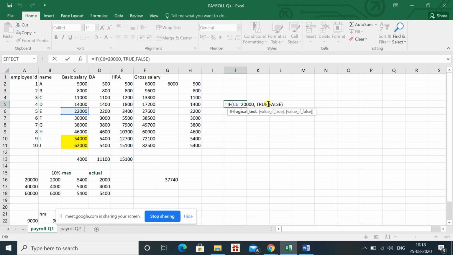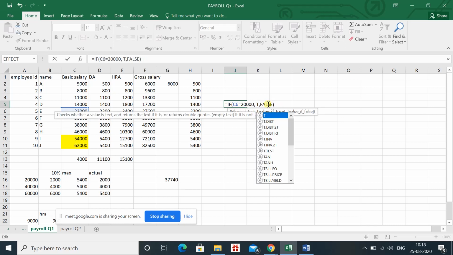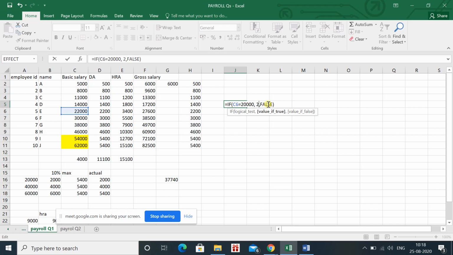Now if, instead of true, I write, let's say, 230, and instead of false, suppose I'm writing 200. I have said that if in this particular cell the value is 22,000, then give me 230 if it is correct. If it is false, then give me 200. And the sequence is important: first you have to tell the true part, and then the false part. You will see that it has given me 200.